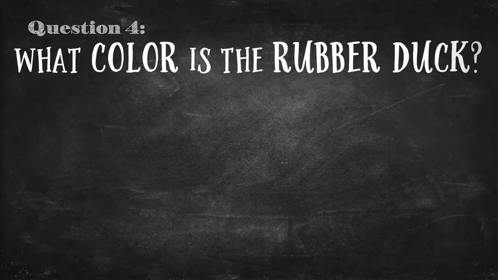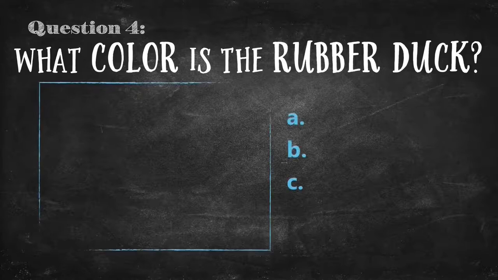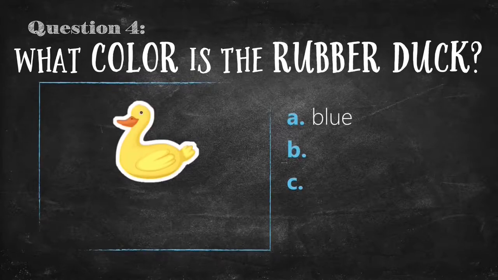Question 4. What color is the rubber duck? The rubber duck is A. Blue, B. Yellow, or C. Red. The answer is B. Yellow. The rubber duck is yellow.